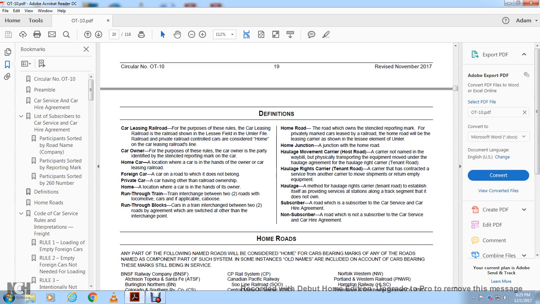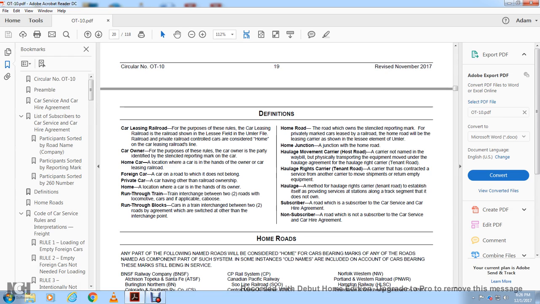Home road, the road on which the owner of the central reporting mark with the privately marked cars for the lease for the railroad, and the home road with the leasing of the cars is shown in the lease element of the Umler. Home junction with the home road, the haulage movement of the carrier host road of the carrier not named in the waybill, physically transporting the equipment moving under the haul agreement of the hauling right character tenant road.